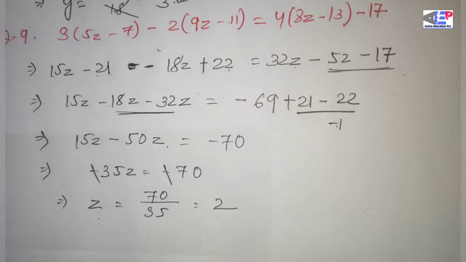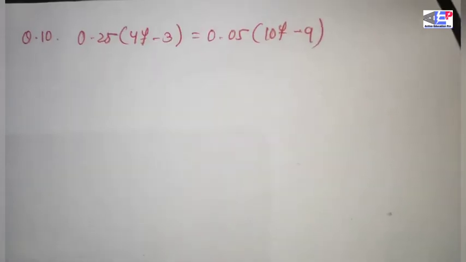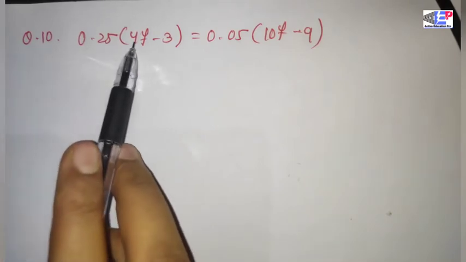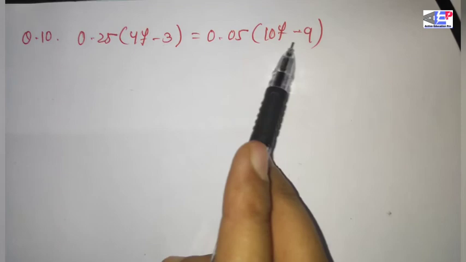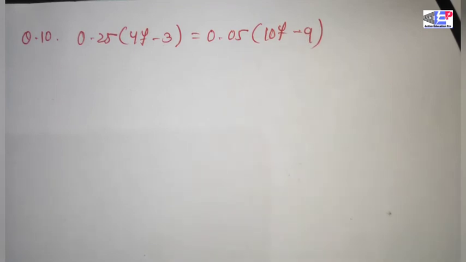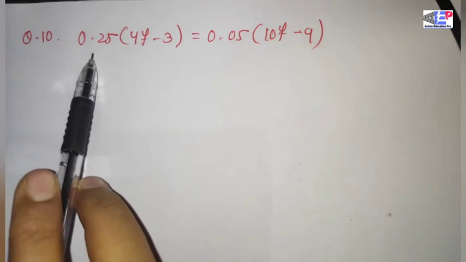Then the last question of this exercise 2.5 is question number 10. Question number 10: 0.25(4f minus 3) is equal to 0.05(10f minus 9). Here the constants are decimal numbers.